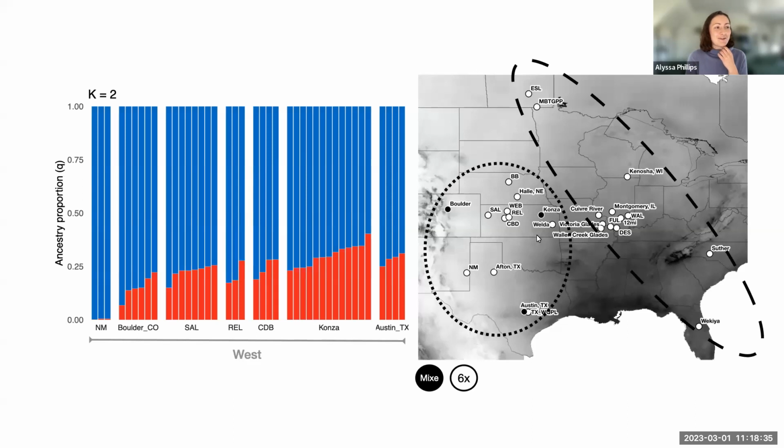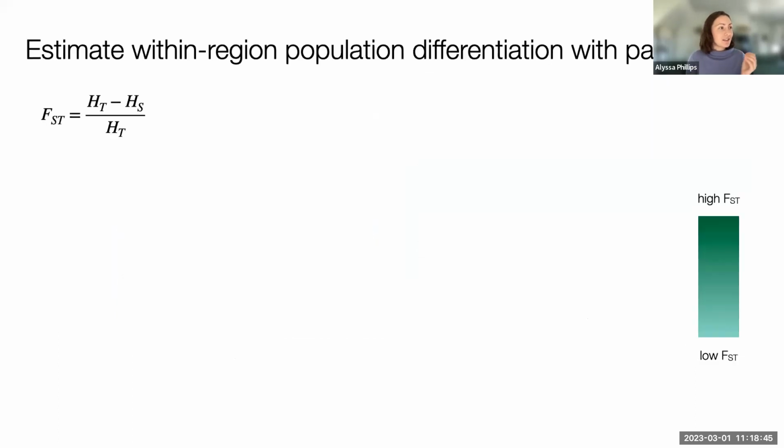But so we don't really know what's happening within here, and the PCA doesn't quite have the resolution to tell us about this population differentiation. And so to look at differences between populations, I estimated pairwise FST between populations.